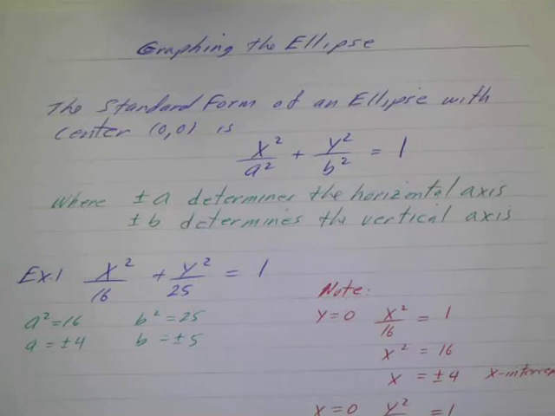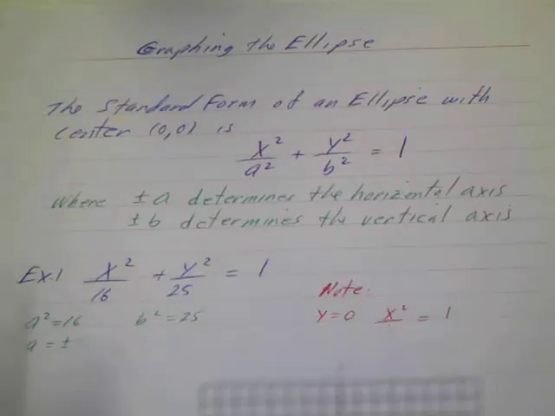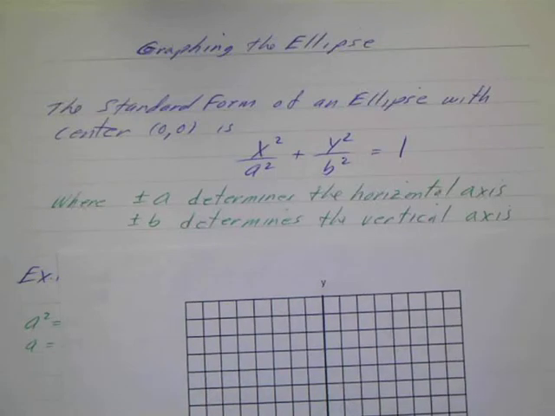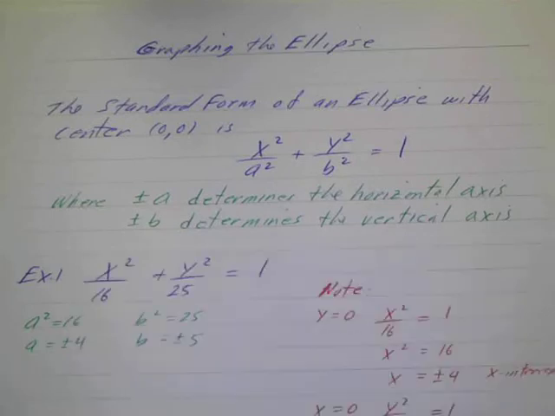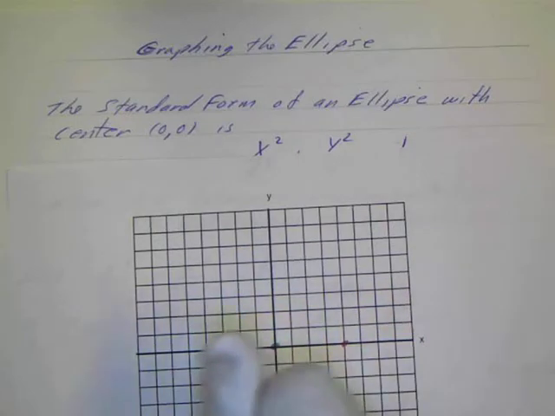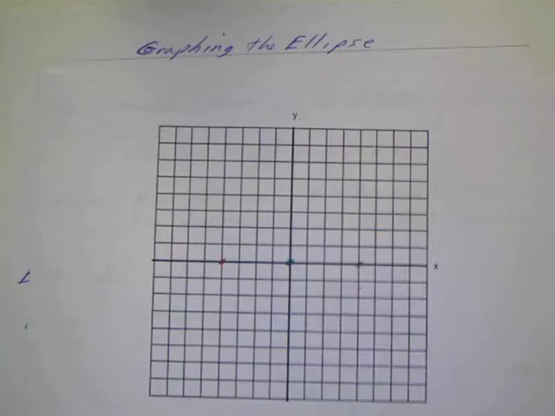All right? So if I want to graph this, I look at my graph over here, and we already know that the center is at 0, 0. So I could put my center here. And I know the x-intercepts are plus or minus 4. So I'll go 1, 2, 3, 4 in the right direction and 1, 2, 3, 4 in the left direction. So those are my x-intercepts, and those are 2 points on the ellipse. Hope you can see that.